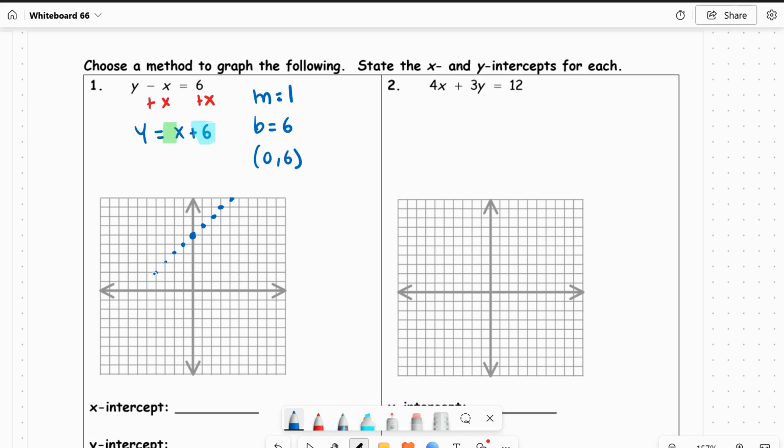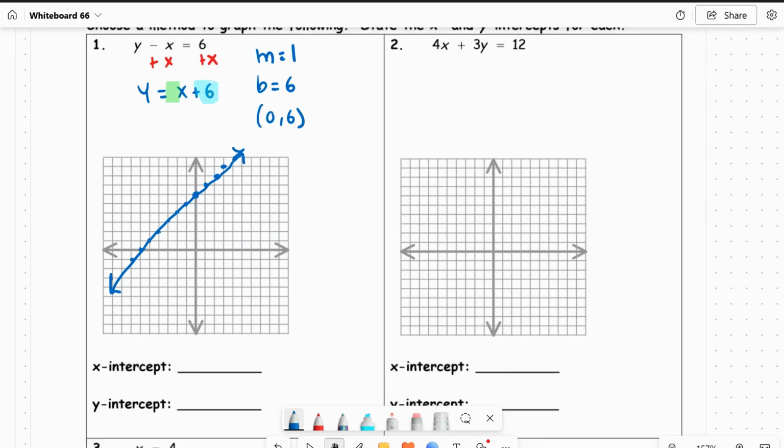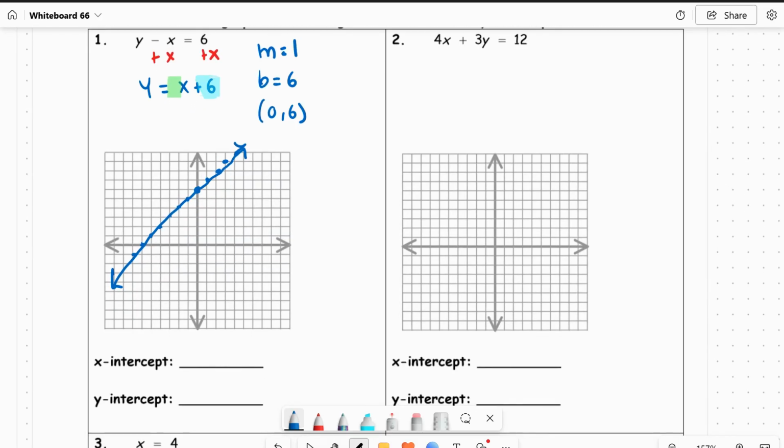And I'm going to continue this down until I hit both of my axes, because that is a piece of information that I need to state. Okay, from my graph here, my x-intercept would be negative 6, 0. And my y-intercept is going to be 0, 6. Make sure when you write your x and y-intercept that you write them as ordered pairs.